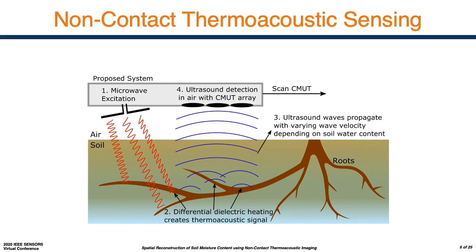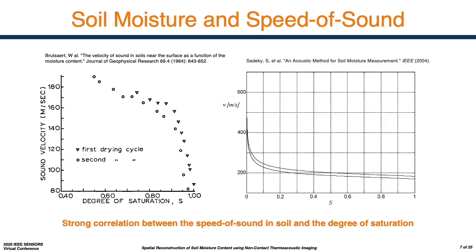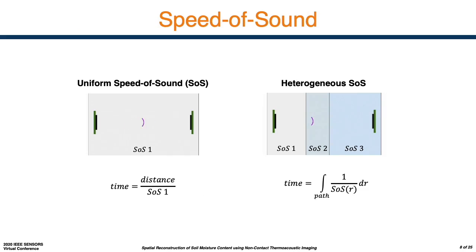The propagation of the sound waves, most importantly the speed of sound in the soil, is dependent on the soil water content. While the absolute value of the speed of sound in soil varies with soil type, previous work has demonstrated a strong and repeatable dependence of the speed of sound to the soil water content. Thus, in this work, we focus on the reconstruction of a speed of sound profile as a proxy for measuring soil moisture content. To solve for the spatial distribution of the speed of sound in the soil, we first need to formulate a tractable problem.